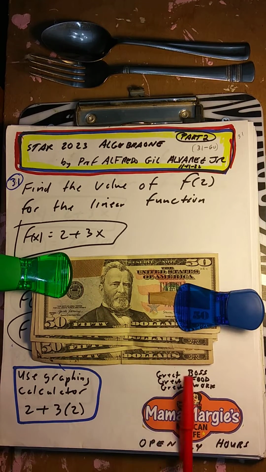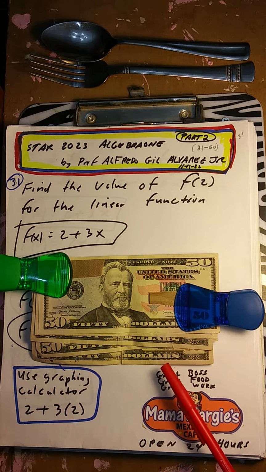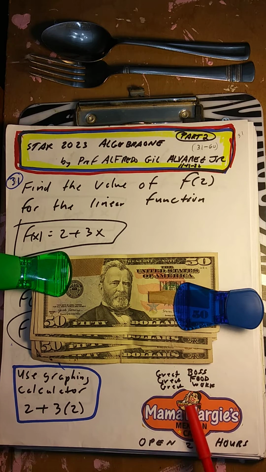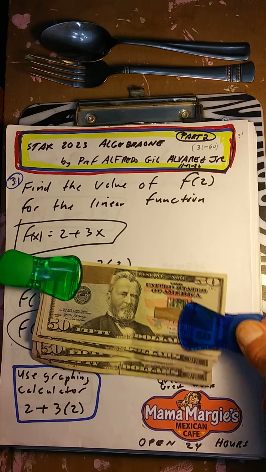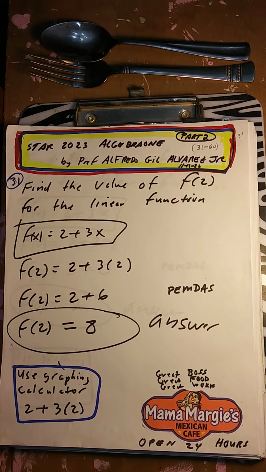Alright, looking for money. Right here, my Marge is open 24 hours a day. Great boss, great food, great work. If you want to work, there it is. So now, how do we find this? How do we do this? Let's get this money out of the way. You don't need money right now. Okay? Get this out of here.